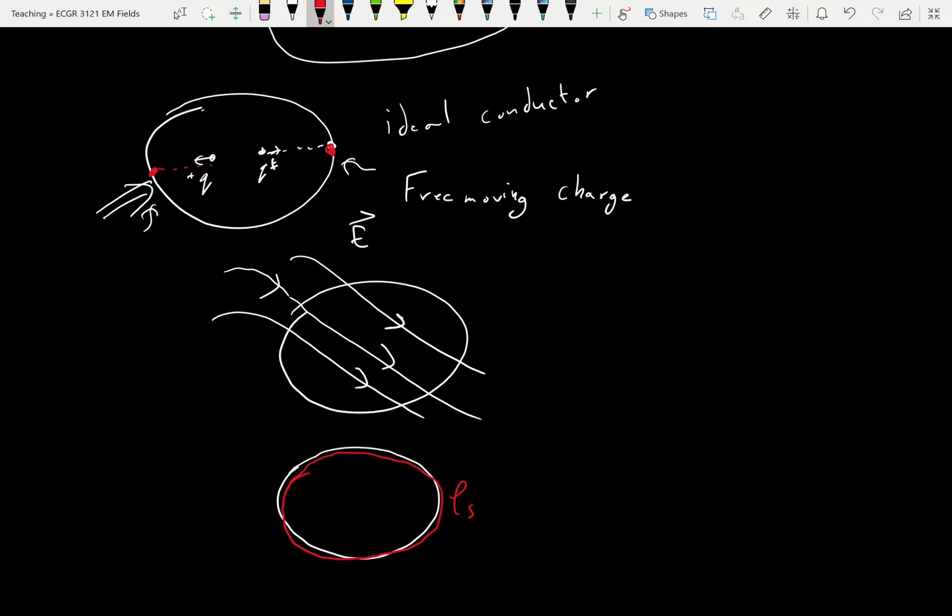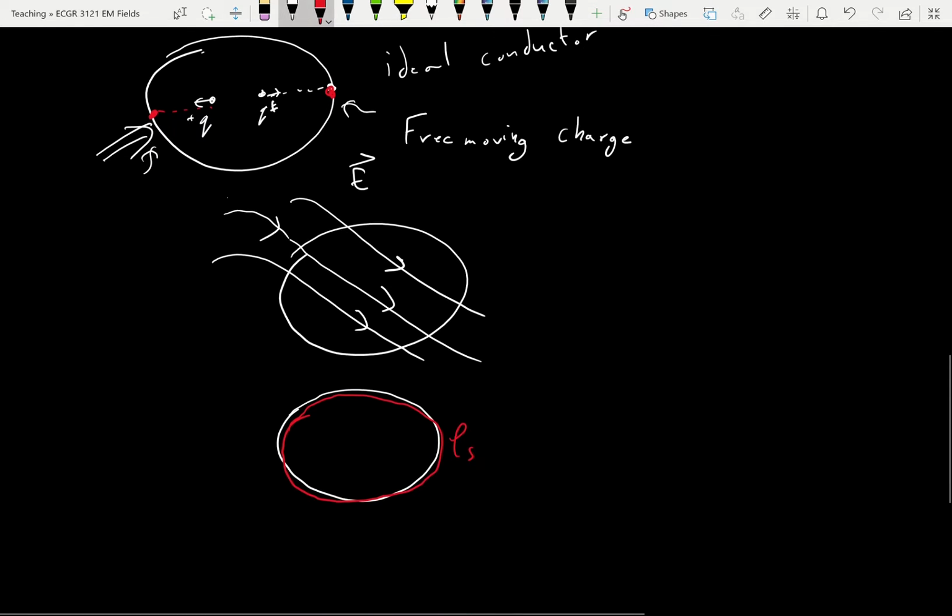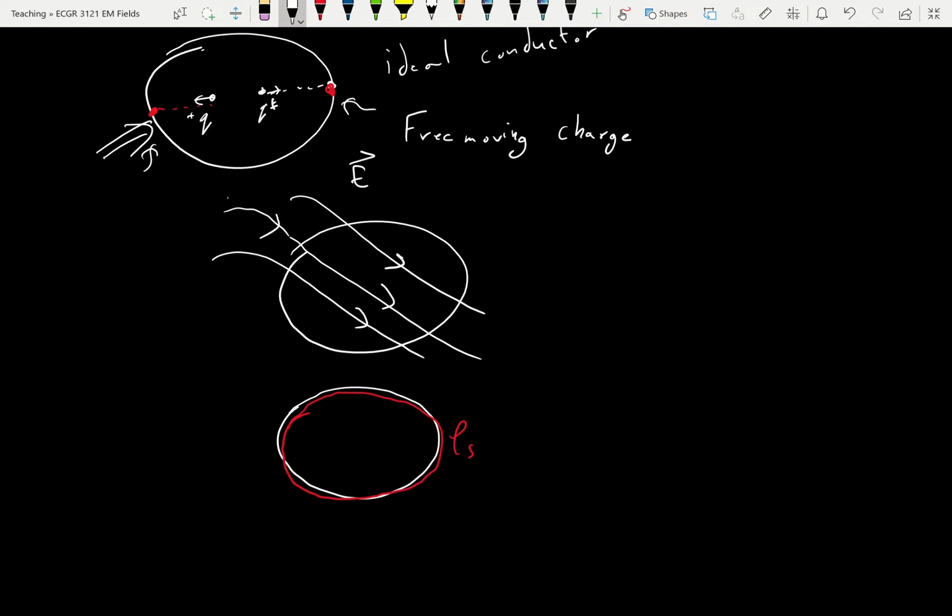If there's a charge distribution anywhere else in the inside of the conductor, it will have to keep moving until it hits the boundary. That's the key property of ideal conductors, and that allows us to describe their behavior at steady state quite easily, right?